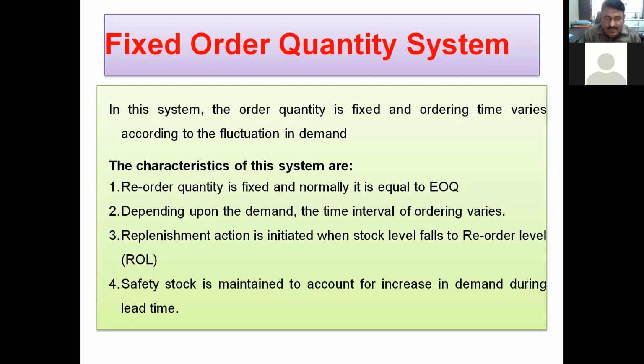In this system the order quantity is fixed and the order time varies according to fluctuation in demand. Here the quantity is fixed, every time an order will be placed for 1000 items, but the ordering time varies. One order is placed in the month of March, the next order in May, the next in September. So it is not a fixed time. One order after 3 months, one after 2 months, one after 3.5 months. The time is varying, but every time the fixed quantity of 1000 is ordered. This is the fixed order quantity system, Q system.